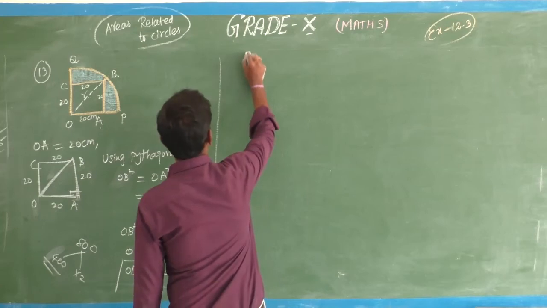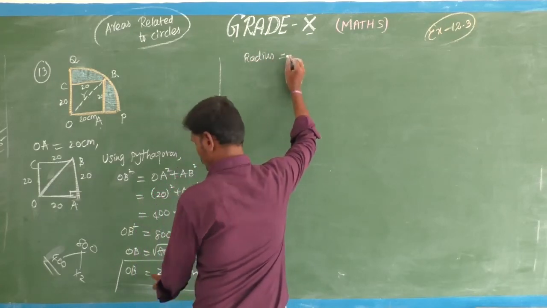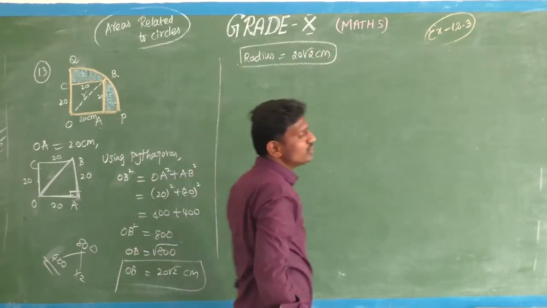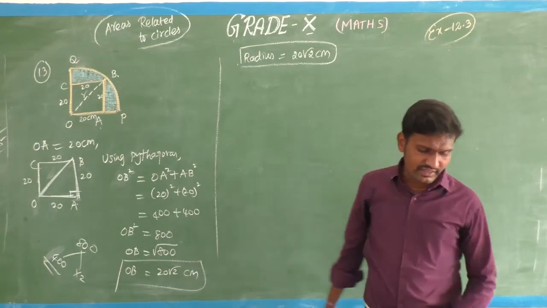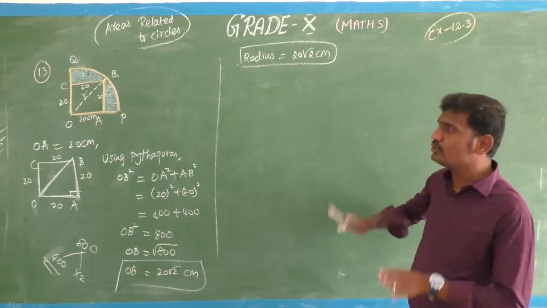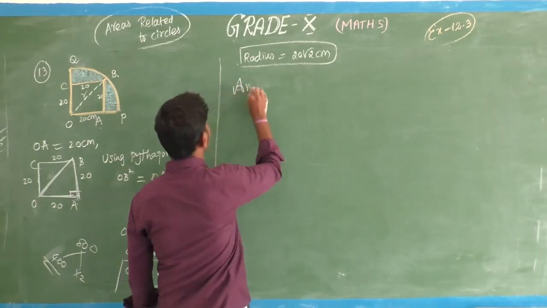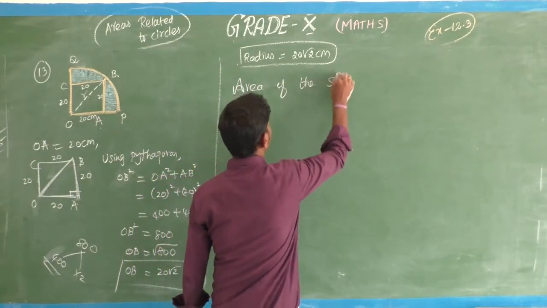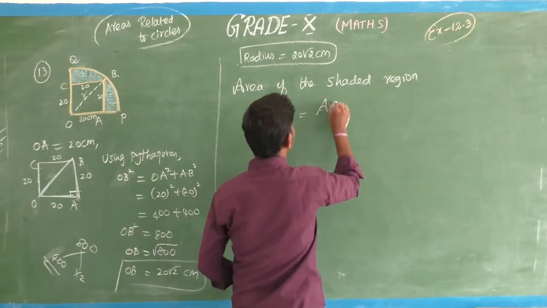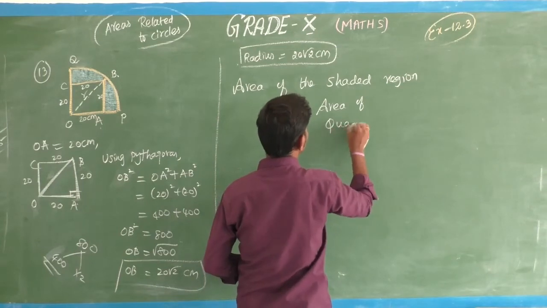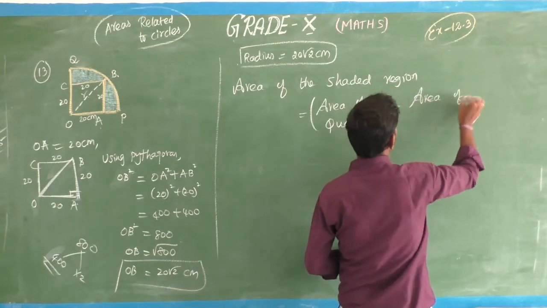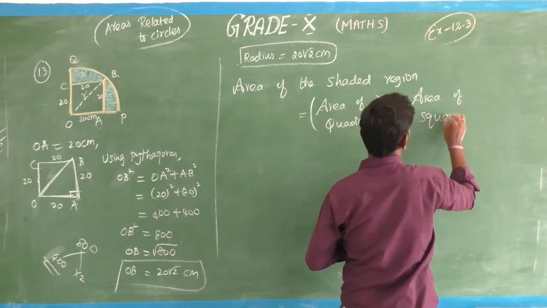That will be the radius for you. Now the radius is equal to 20 root 2 centimeter. Now what are they asking in the question? Find the area of the shaded region. It is very simple, students. Area of the shaded region is equal to area of the quadrant minus area of the square.